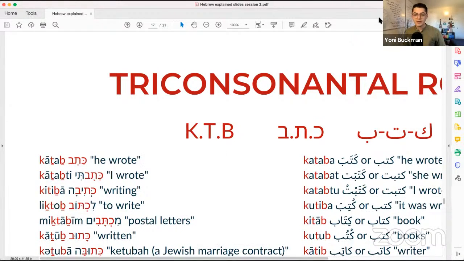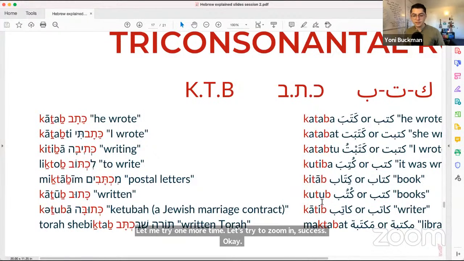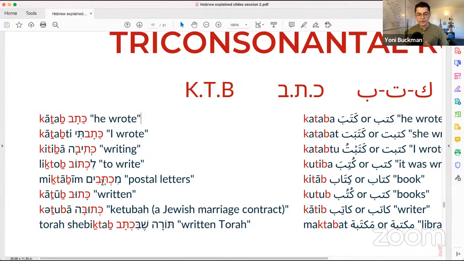So here we have, again, I've color coded it, but when I ask people to try it without color coding, sometimes they get tripped up because there's a vav in between the letters, or there's a yud in between the letters, or there's a prefix that messes them up. So if you look at this word, michtavim, letters, and not a letter like an otiya, a letter that you write.